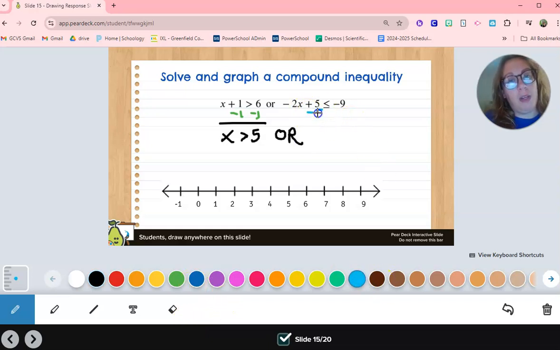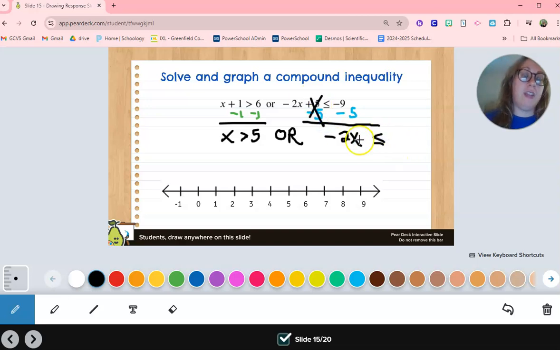On the right, we're going to subtract 5 from both sides. And then we get a negative 2x. 5 minus 5 cancels to 0, is less than or equal to negative 9 minus 5, which is negative 14. And then we're going to divide both sides by negative 2. And then we get x. Because we divided by a negative, we flip that sign. Negative 14 divided by negative 2 is a positive 7.